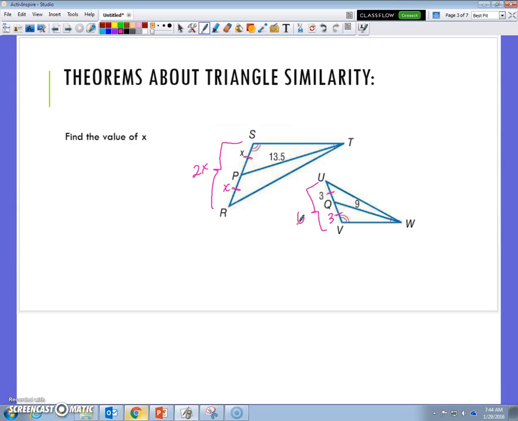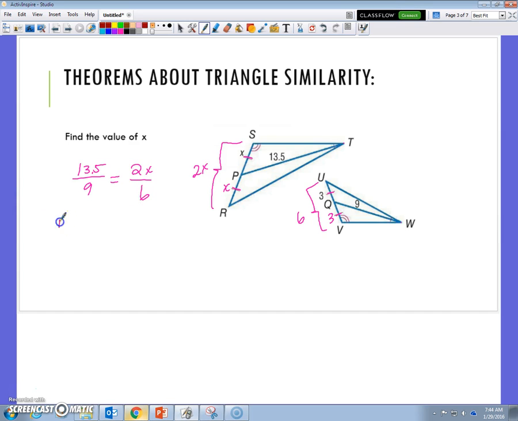So if I'm going to compare the two similar triangles, I know they're similar because of angle similarity, but I don't have enough sides to compare. What I can do is compare the medians. So I'm going to compare from left to right: 13.5 compares to 9, and the entire bottom part, 2x, compares to 6.